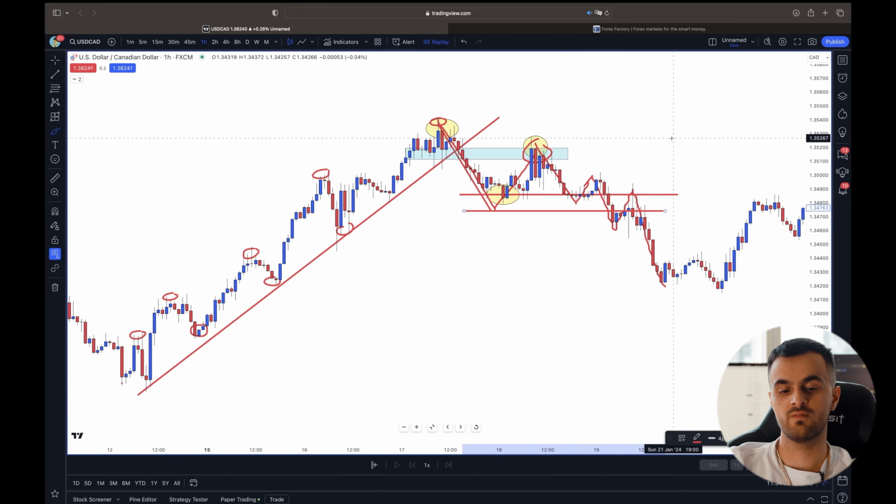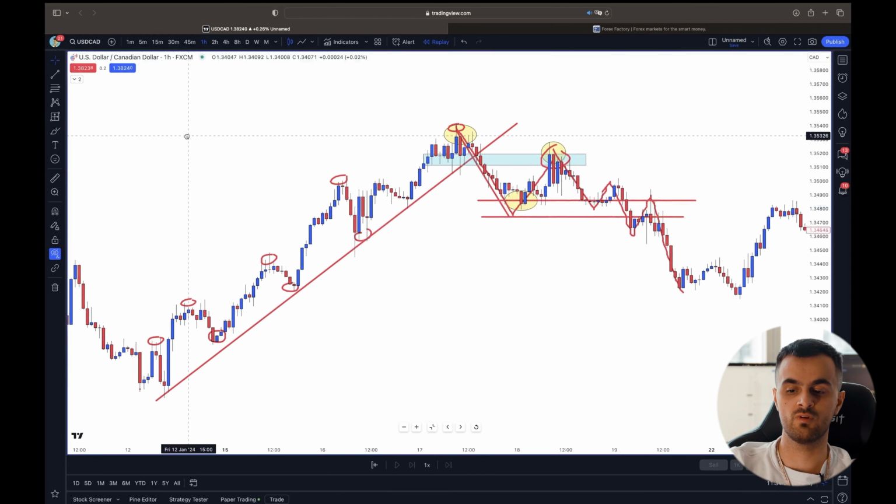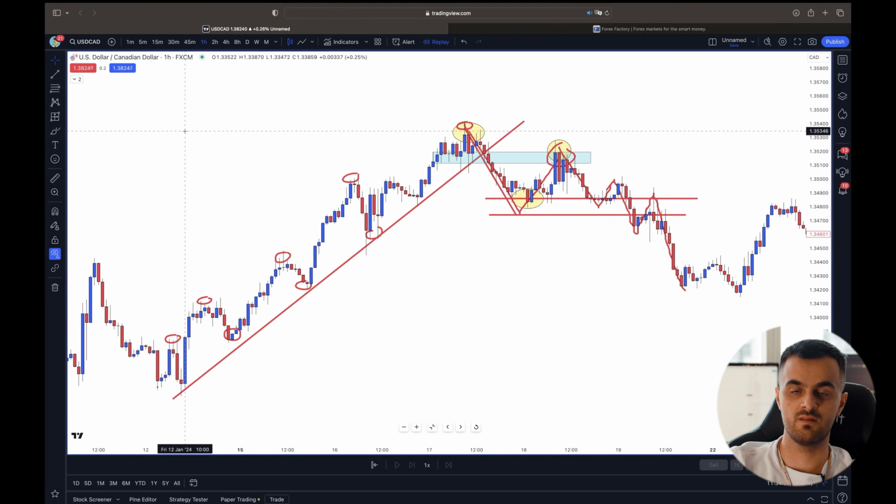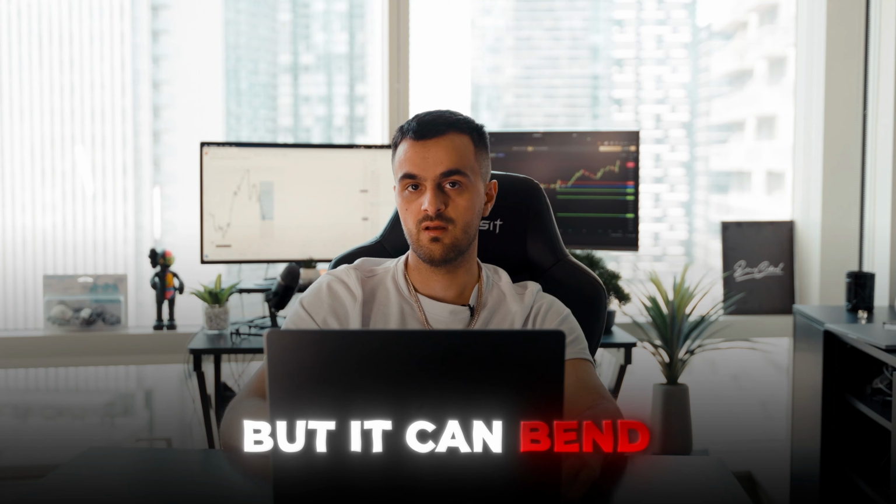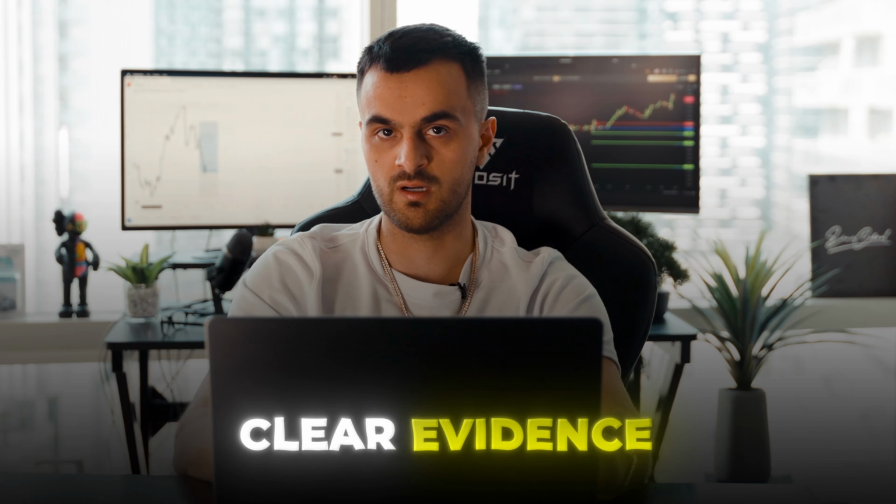So this is one of your market phases, guys, that you want to really learn and understand in an uptrend. Now, remember, the trend is your friend, but it can bend. You want to study this information, and your job of a trader isn't to always be inside the market. You can really wait and sit on the charts until you see clear evidence of what the market was doing.